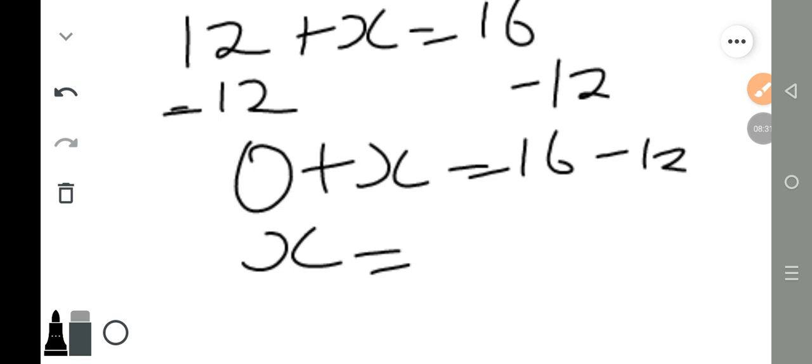What's 16 minus 12? Yes, you are correct. 4. That will be our final answer. So I hope you were able to get it right. All right.